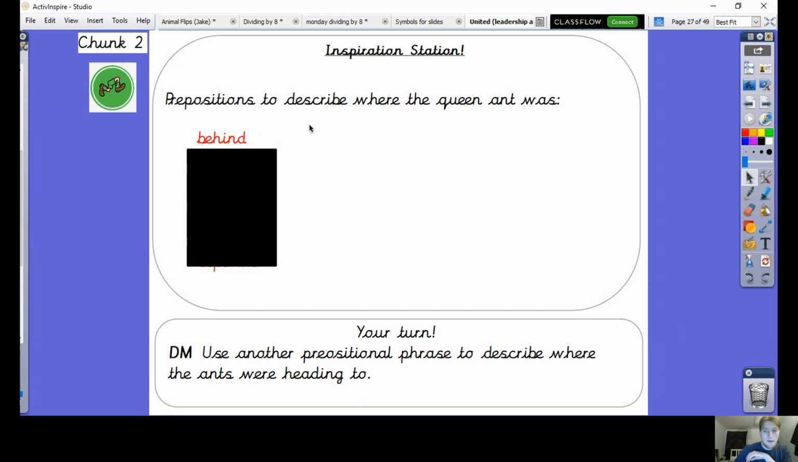Great. So if you could come up with a few more prepositions, maybe remember the lesson we had a few days ago, where we came up with a load of different ones. Maybe use that as inspiration as well. Pause the video and have a go at listing some more prepositions.